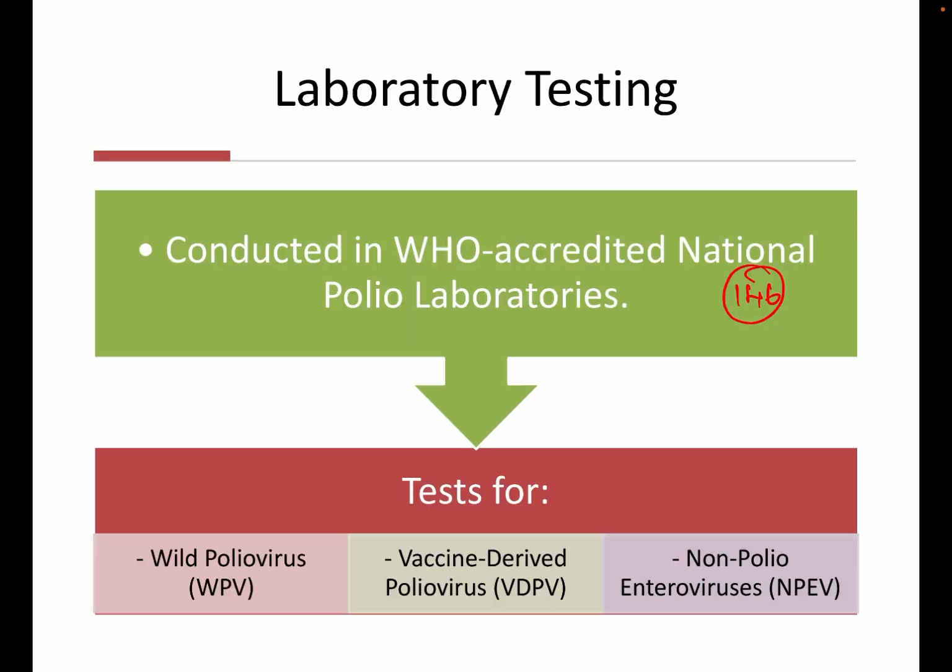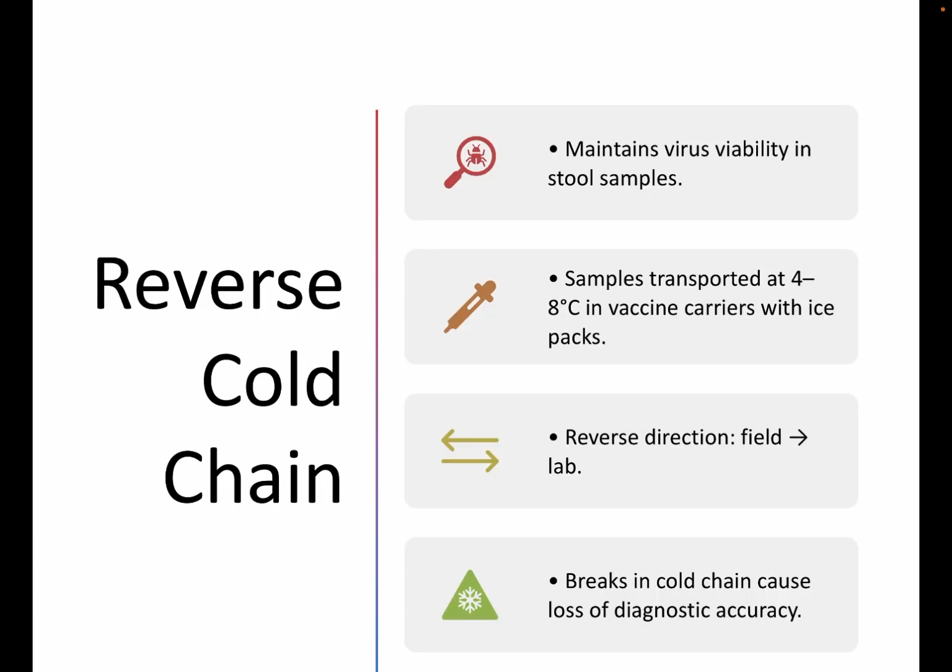Currently, there are 146 laboratories in the world, and in India, there are selected laboratories. In that laboratory, they will check for wild poliovirus, vaccine-derived poliovirus, and then non-polio enterovirus. So these are the things that will be checked in the lab. As far as the reverse cold chain is concerned, this is done so as to maintain viral viability.